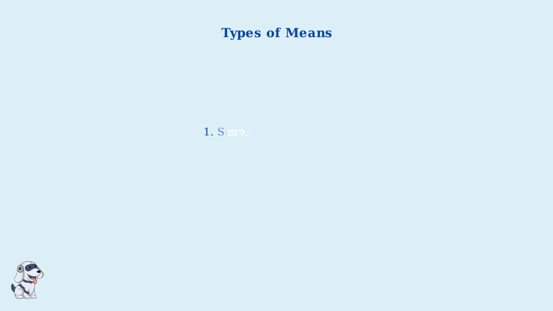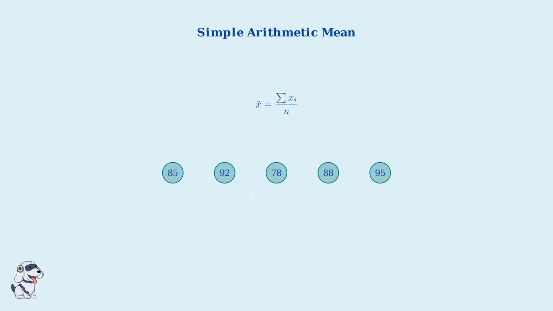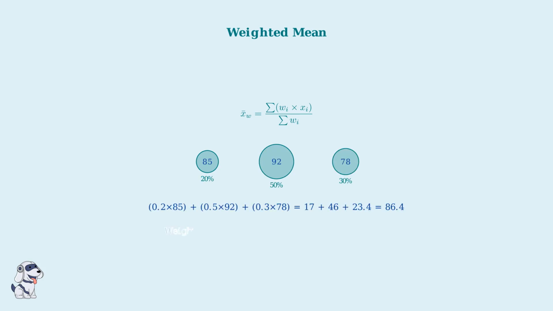There are 3 main types of means used in statistics, each serving different purposes depending on your data and research needs. The simple arithmetic mean gives equal weight to all data points. This is the most common type of average, where we simply add all values and divide by the number of observations. The weighted mean is used when observations have different levels of importance. Each data point is multiplied by its weight, and the formula accounts for these varying weights in the calculation.